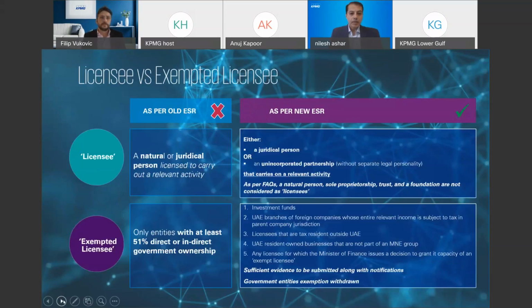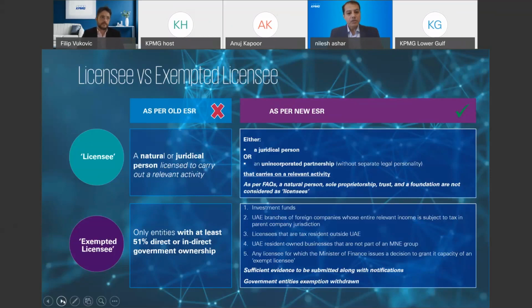So if you look at the text on your screen, under the old regulations, a licensee included a natural or juridical person that was licensed to carry out an activity. The key difference under the new regulations is that reference to a natural person has been deleted. A licensee now includes only a juridical person, which is clarified to mean a corporate body with separate legal personality, or an unincorporated partnership, whether general partnership, limited partnerships, limited liability partnerships that are registered in the UAE and that carry on a relevant activity in the UAE.